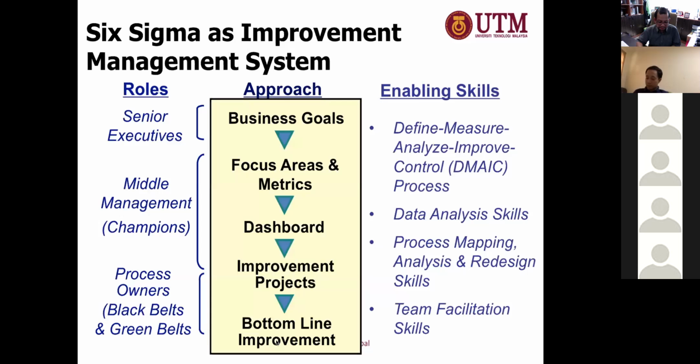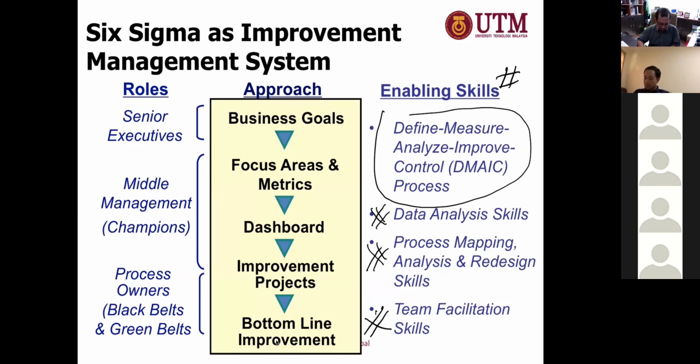And this is Six Sigma improvement management. Same as total quality management, company-wide, it should start from the top management, and the senior management has to address this. These are the enabling skills for Six Sigma. Of course, they have to be able to do the DMAIC approach. Data analysis skill is needed. Process mapping, analysis and redesign skill, and teamwork are also important.